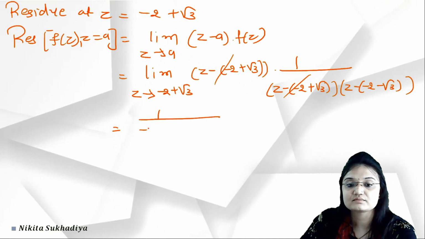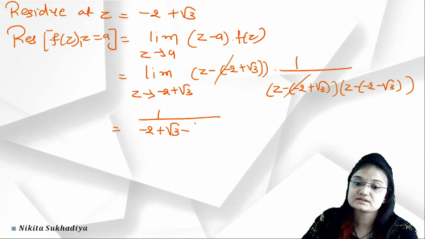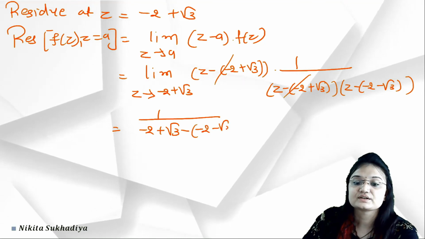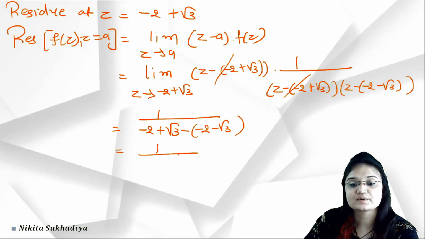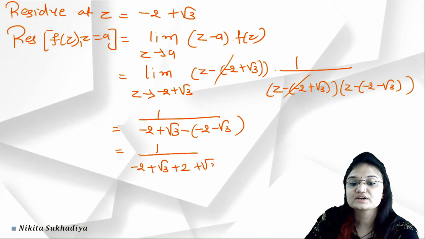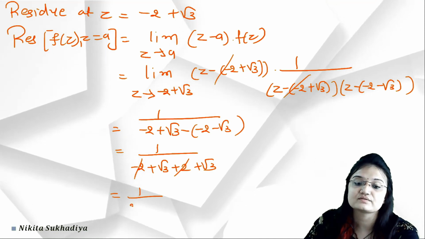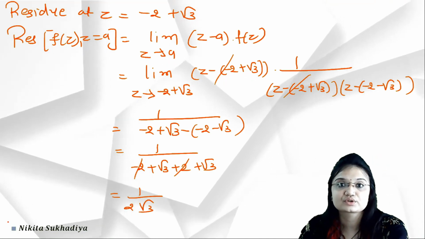So this will become 1 upon minus 2 plus root 3 minus 2 minus root 3. Okay, so this will become 1 upon minus 2 plus root 3 plus 2 plus root 3. So these both, minus 2 plus 2, cancel out. So this will become 1 upon 2 root 3.